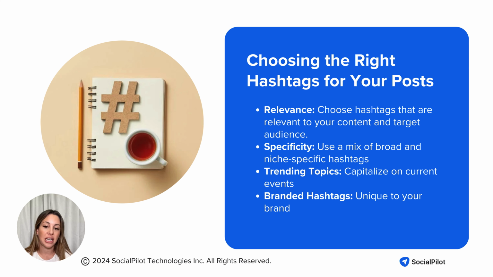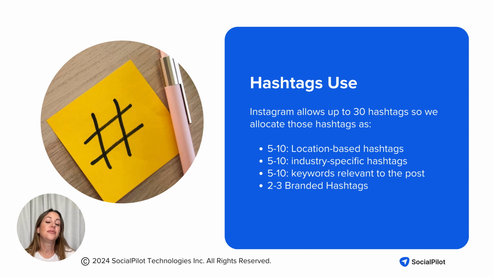And then there's branded hashtags, which I just spoke about. Create and use branded hashtags that are unique to your brand to reiterate that brand awareness. Encourage your audience to use these branded hashtags in their posts to help amplify your brand's reach and your visibility. Instagram allows you to use up to 30 hashtags. Now, I personally like to break them up like this. I use about 5 to 10 location based hashtags, 5 to 10 industry specific hashtags, 5 to 10 keywords relevant to the post that I'm posting, and then 2 to 3 branded hashtags that are relevant to my company.